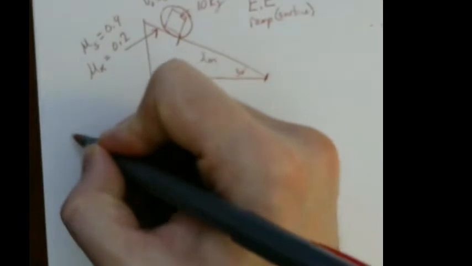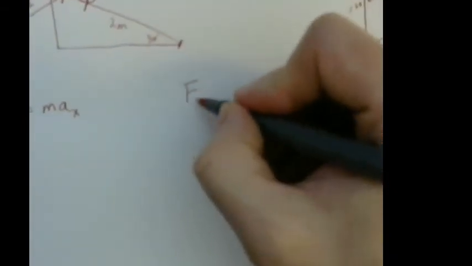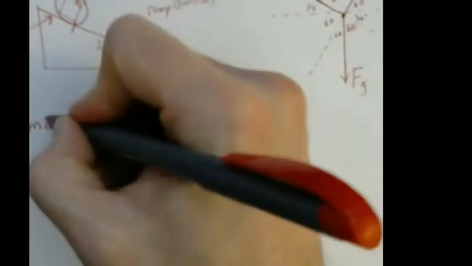Now that we have our force diagram, let's look at our Newton's second law relations. F net in the x direction has to be equal to m times the acceleration in the x direction. F net in the y direction has to be equal to m times the acceleration in the y direction. Looking at our force diagram, our x direction is not horizontal in this case, it's along our surface. Our y direction is in this way.